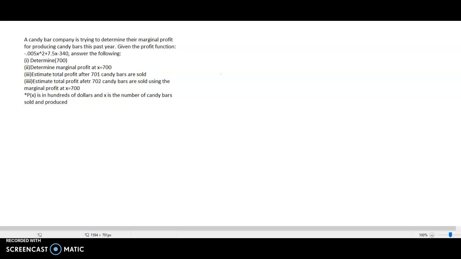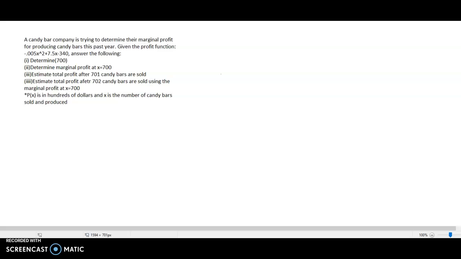Given the profit function negative 0.005x, that little up mark denotes raising a number to a certain power, because Paint sadly does not let me do that in text, but when I write, it will. So as I was saying, negative 0.005x to the second power plus 7.5x minus 340, and answer the following questions. Determine P of 700.